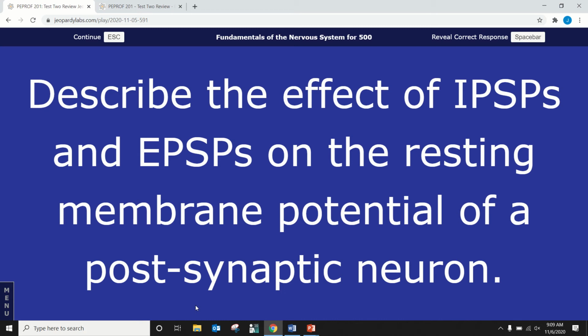So IPSP stands for inhibitory postsynaptic potential. So they're going to inhibit that receiving neuron. That means they're going to make it harder for it to send an electrical signal. EPSP is excitatory postsynaptic potential, making it easier for that postsynaptic neuron to send an electrical signal. And how they do that is they change the resting charge of the receiving or postsynaptic neuron.